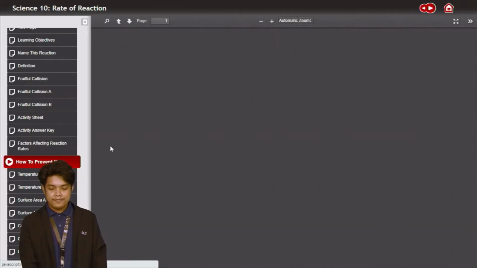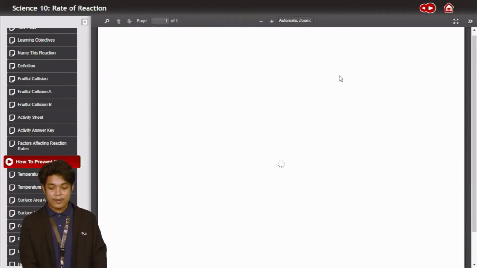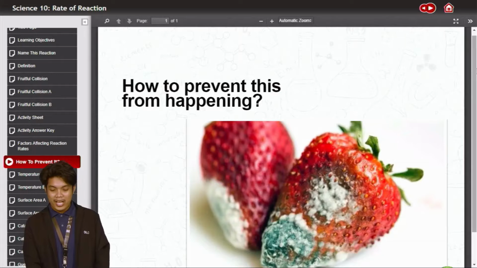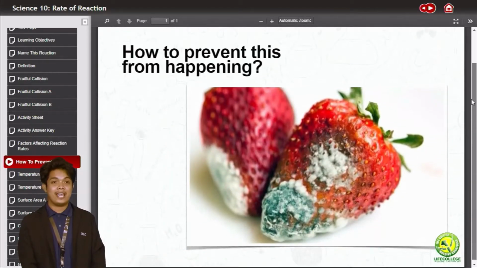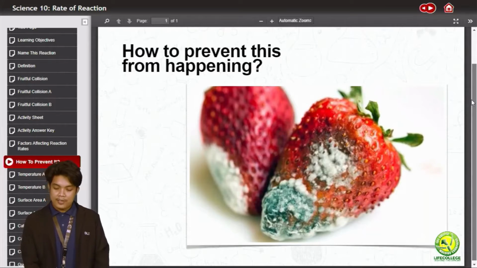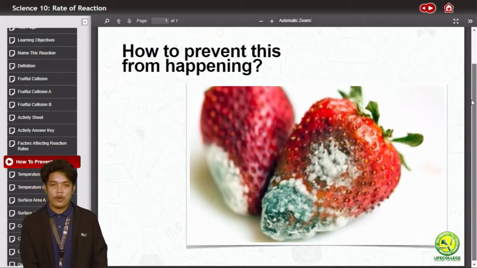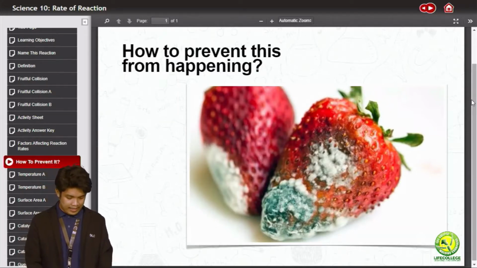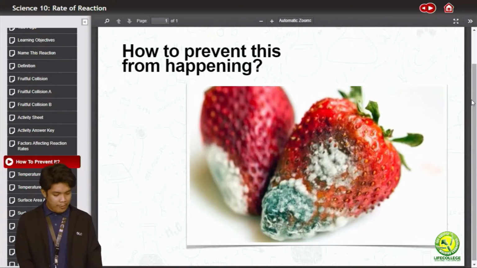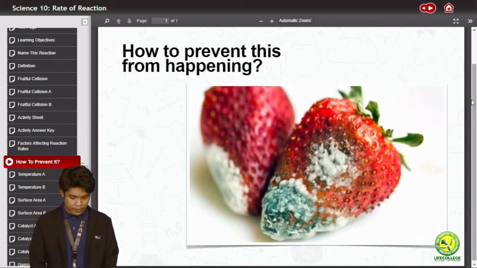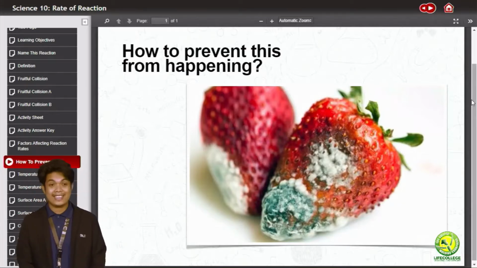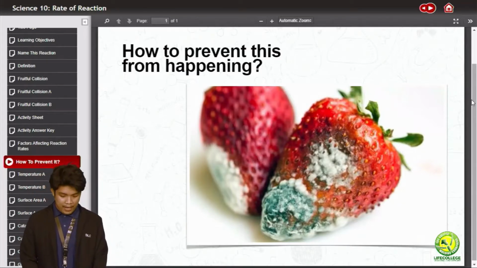So right now, I have a question for you. How to prevent this from happening? So we all know that this is food spoilage or decomposition of organic materials. If I ask how will I slow down the rate of reaction of food spoilage, what will be the first thing that comes into your mind?